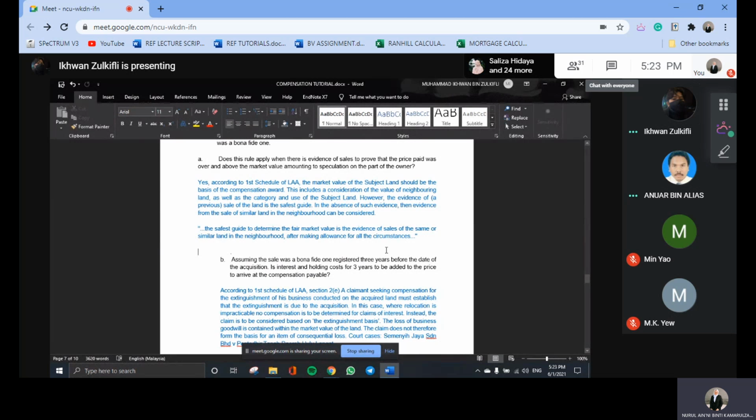Kalau mala, cannot. Looks like that one is a malafide unless you cannot prove that that one is a speculation. Tapi dalam soalan A ni kata, say to prove that the price paid was over and above the market value. Question dia dah control dah dekat situ kan, Ikhwan? Okay. Your answer should be no lah kan?